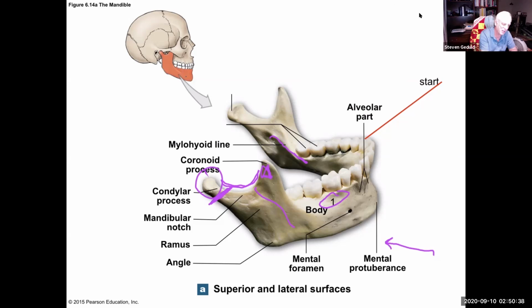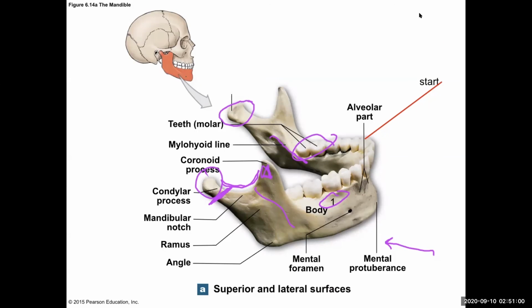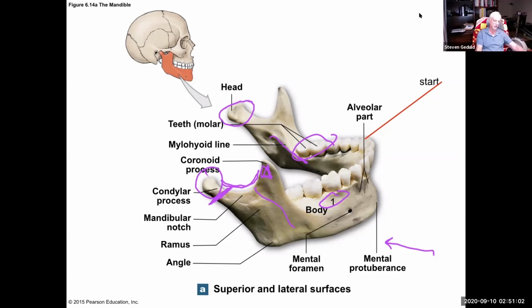Okay, and these are what? Teeth. Oh, there's one more. What's this part? It's this part of the condyle. What's it called? Head. It's called the head of the condylar process, the top part.